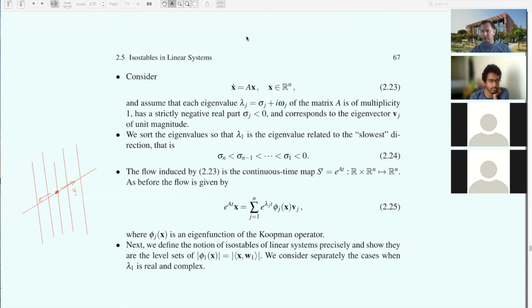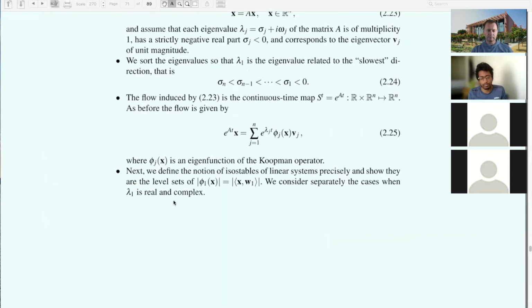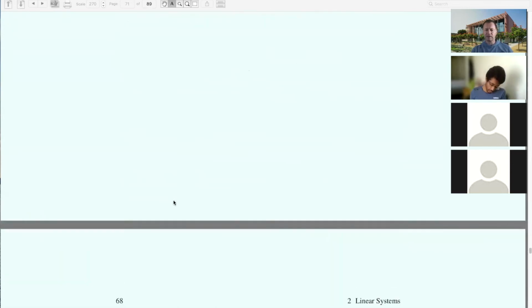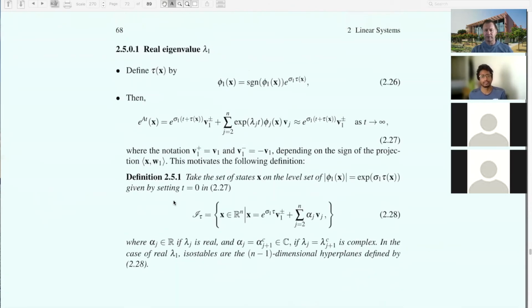But as we proved earlier, if you consider the level sets of the eigenfunction, that's going to give you an invariant partition. We proved that theorem at some point in the lectures. Okay, so we'll consider the cases of real eigenvalue and complex eigenvalue separately. So let's start with the real eigenvalue λ1.